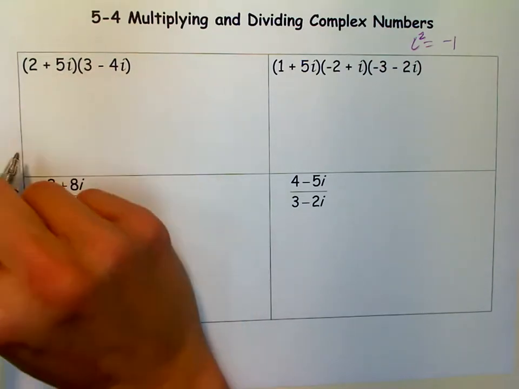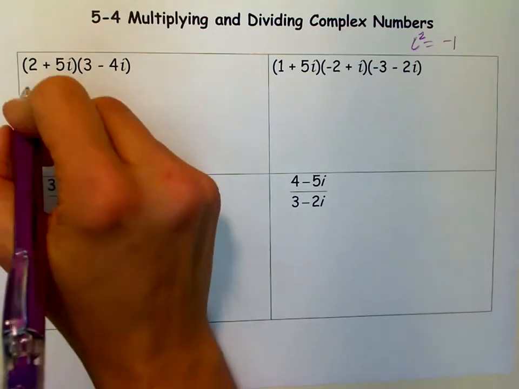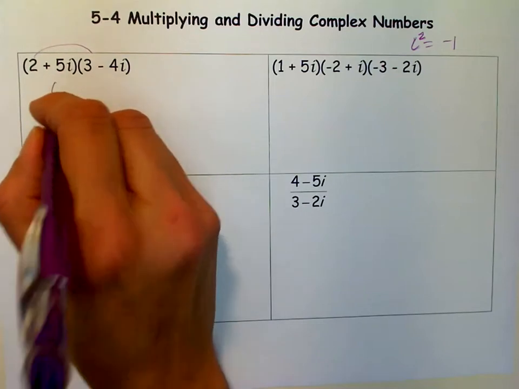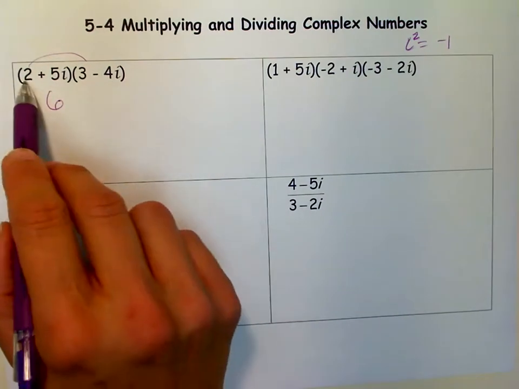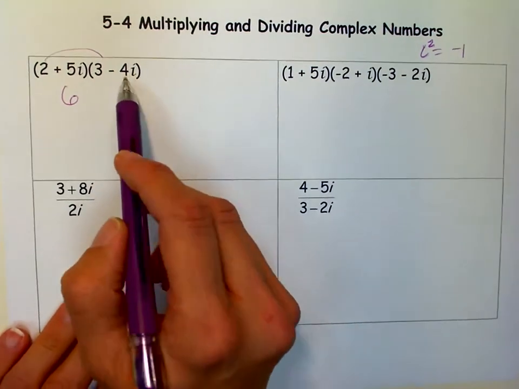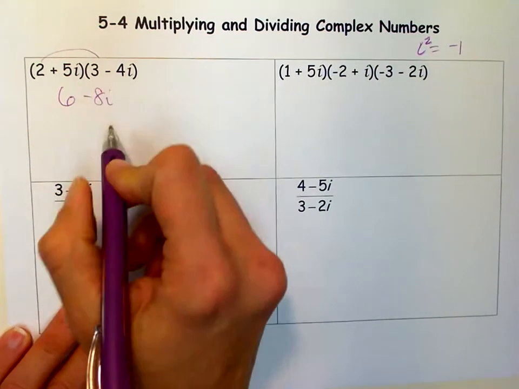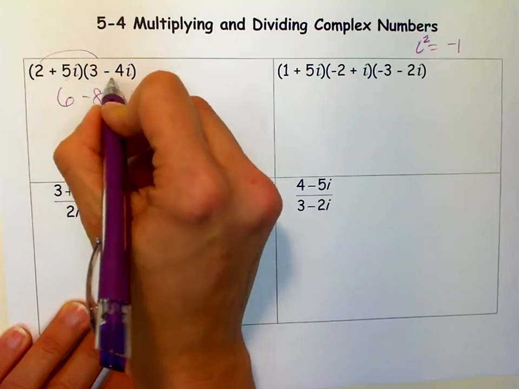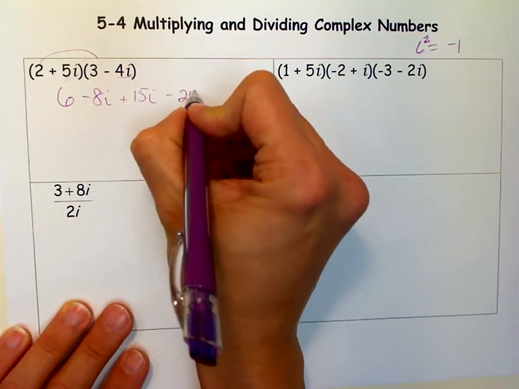We multiply using a method called FOIL. Some people use that. So that's what I'm going to do here. I'm going to take 2 and multiply it by 3 and get 6. Then the outers are these two. I'm going to multiply this 2 by that -4i and get -8i. These two multiplied together is 15i, and the lasts is a -20i squared.